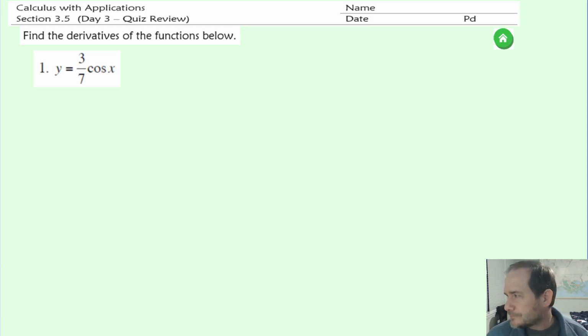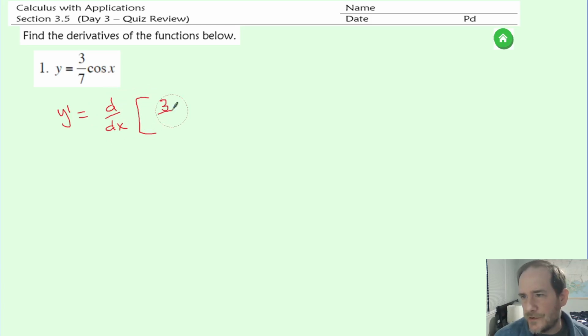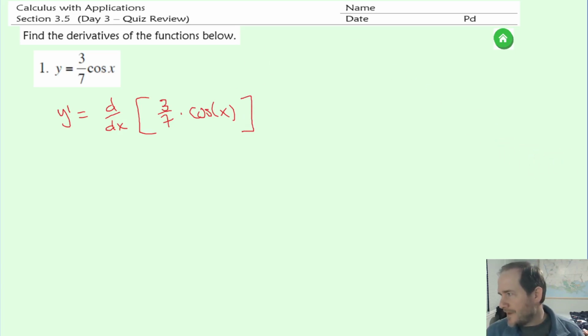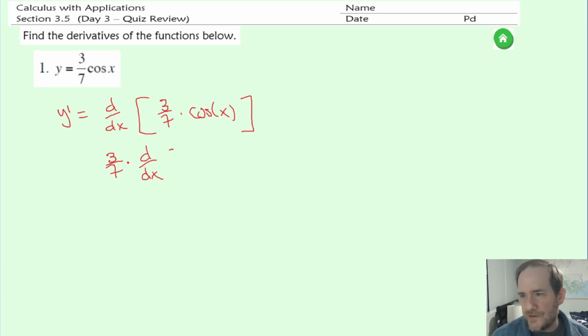Anyway, number one. So, how do you do this? Well, you're just taking the derivative. So, wouldn't it just be that y prime equals d/dx of the 3/7 times cosine? And don't we have a rule that says if you're taking the derivative of a constant, then you can just pull that constant out and take the derivative of whatever is left, and then multiply by the 3/7 when you're done.